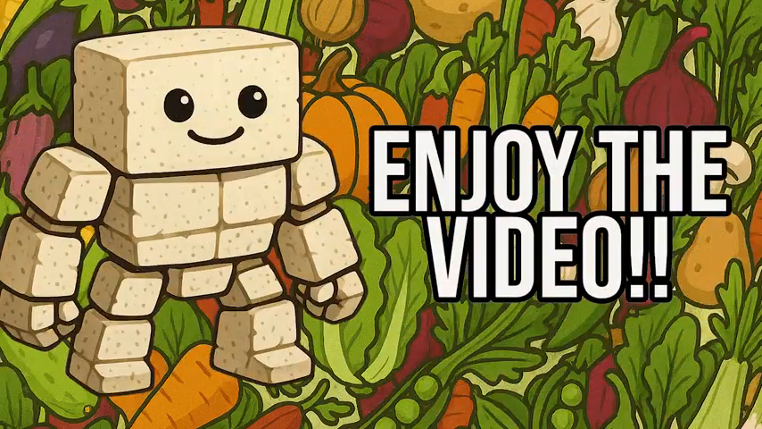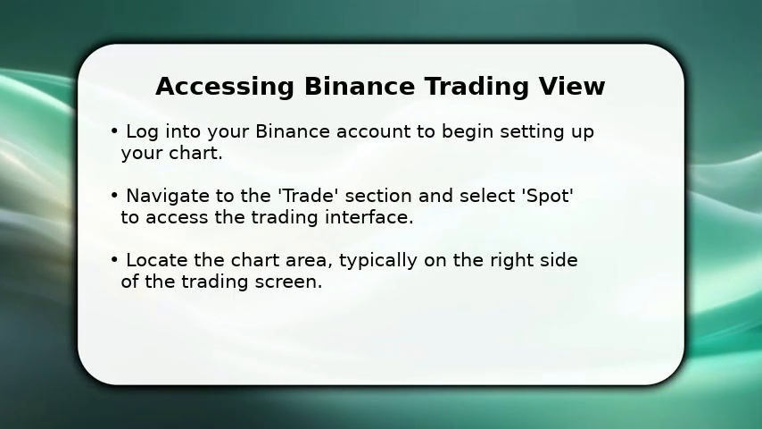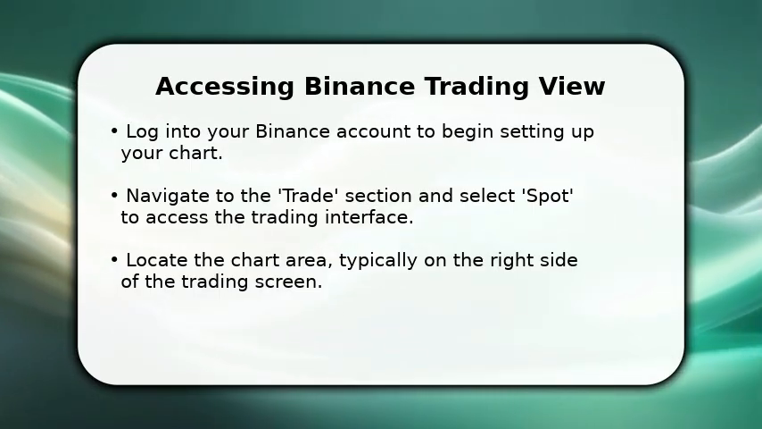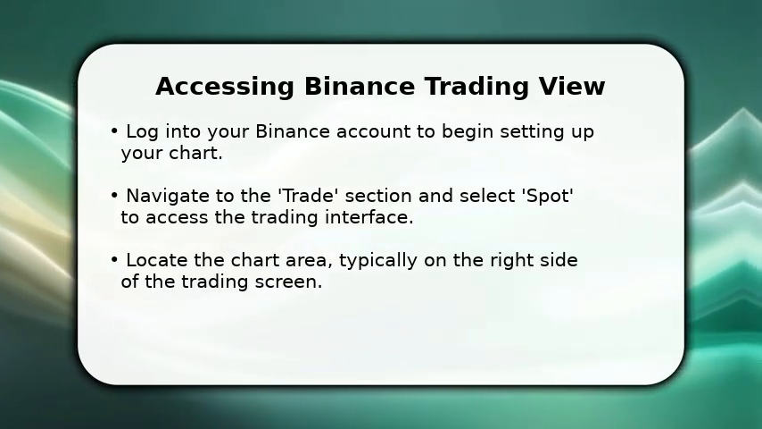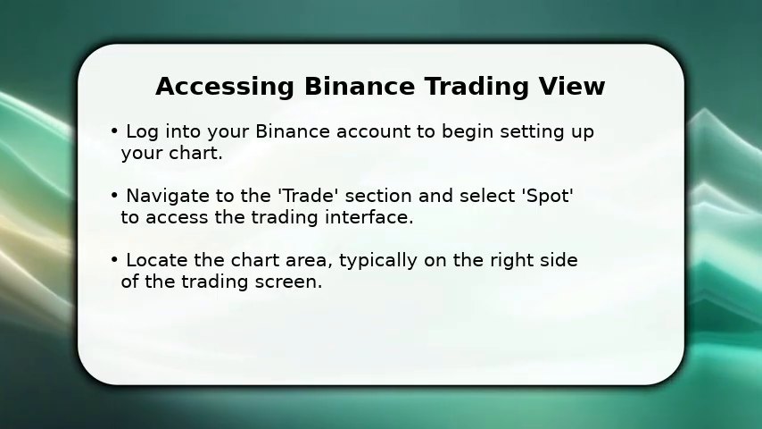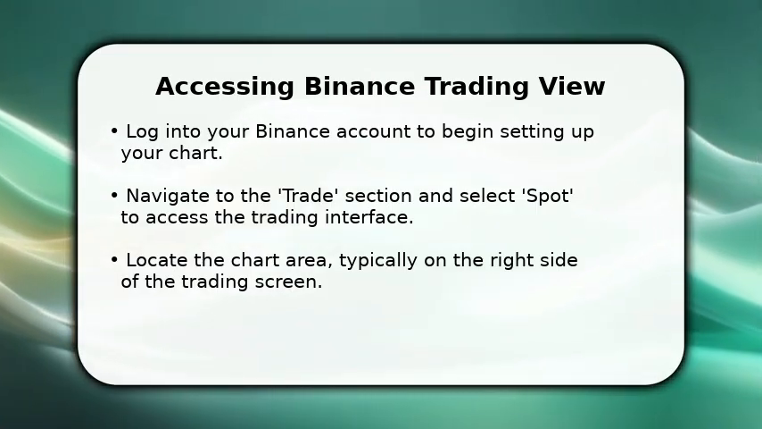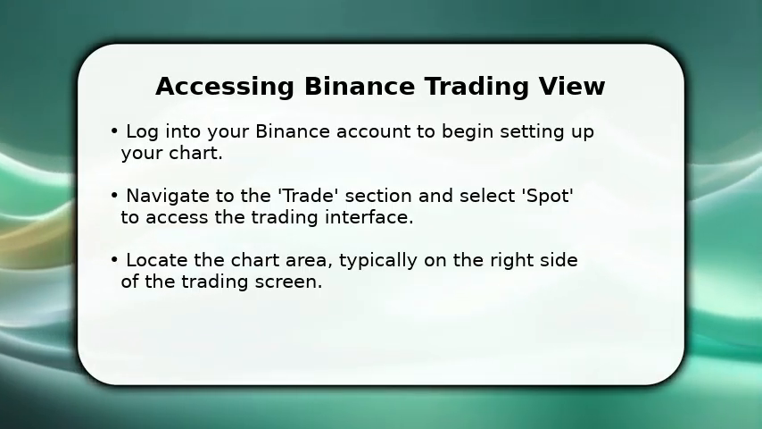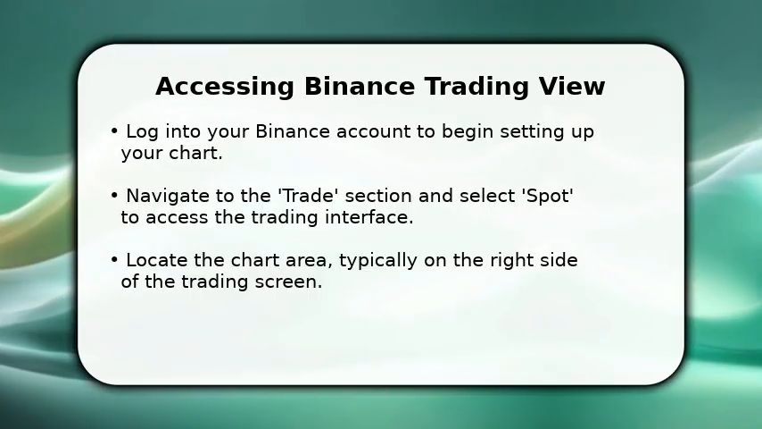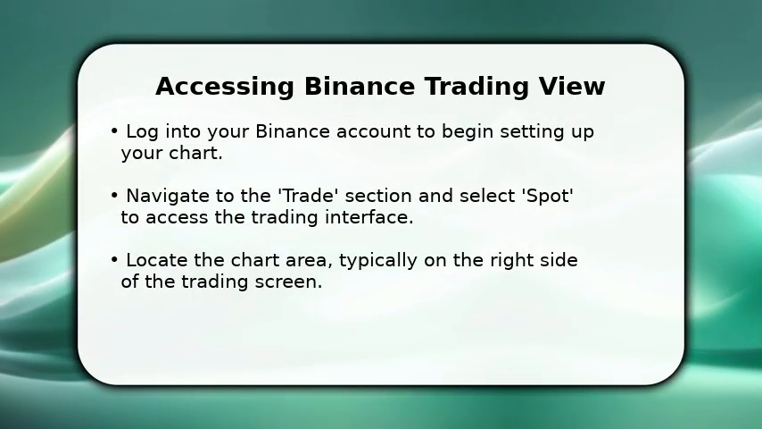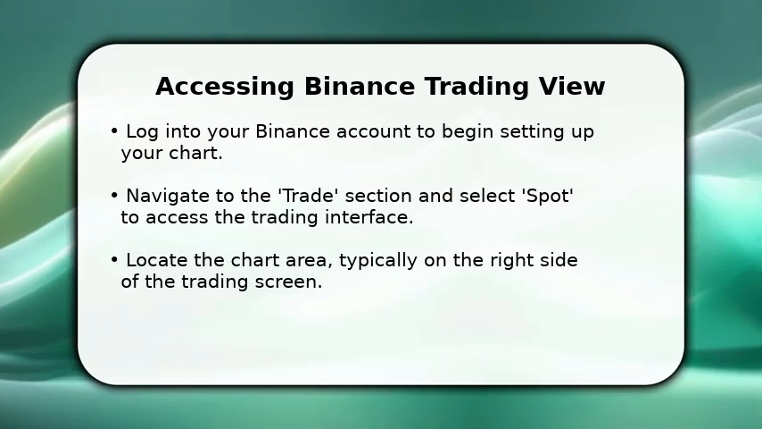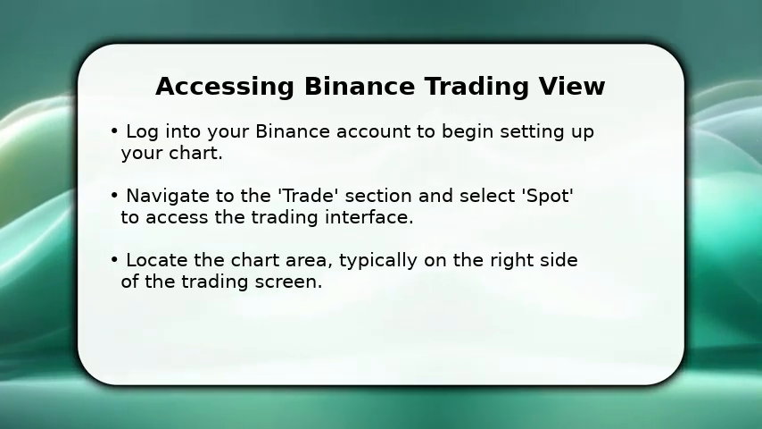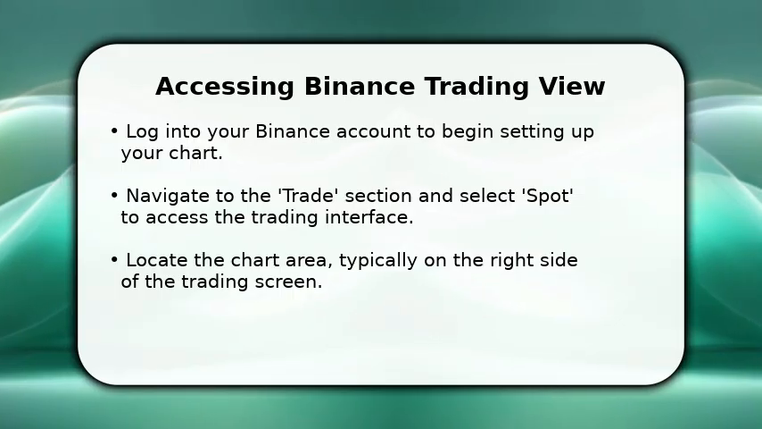Please enjoy the video. In this video, I will explain how to set up a Binance chart. First, navigate to the Binance website and log into your account. Once logged in, find the trade option in the top navigation bar and select Spot from the drop-down menu. This action will take you to the main trading interface where you can begin customizing your chart. It's a straightforward process to get started.